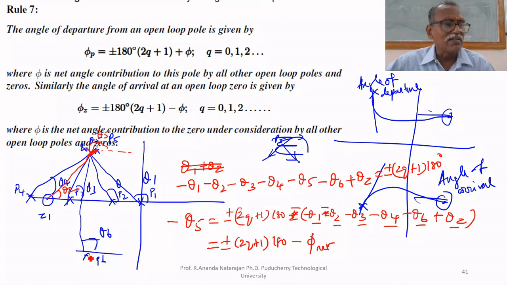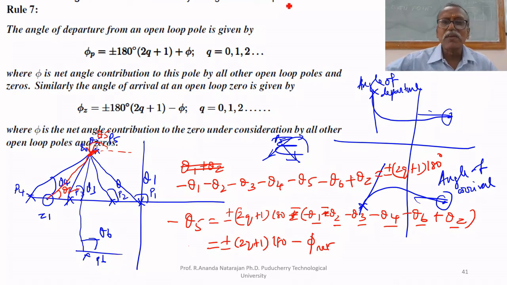Similarly, you can find theta 6. Normally, it is a mirror image. Already we have seen, rule number 1, it is symmetrical about the real axis. Therefore, if for P5 it is coming out at an angle of minus 60, then for P6 it will be plus 60.